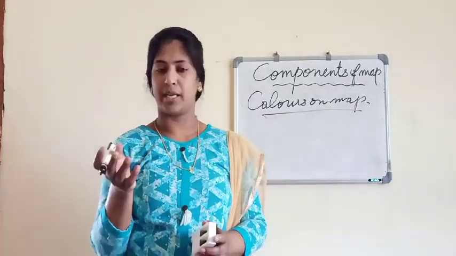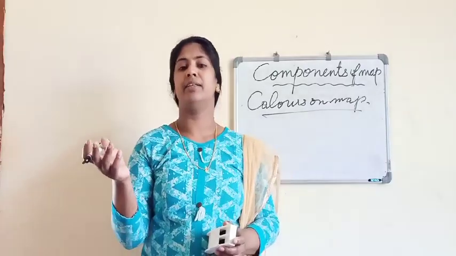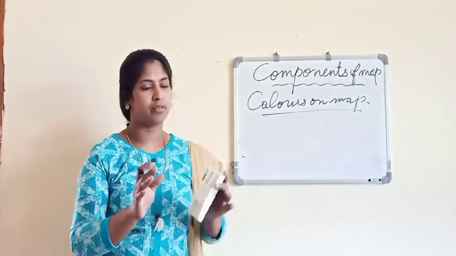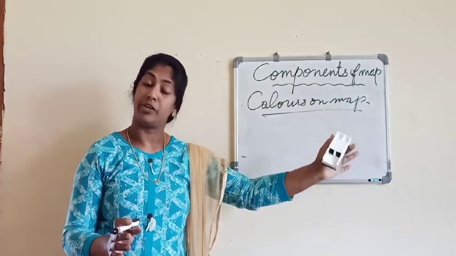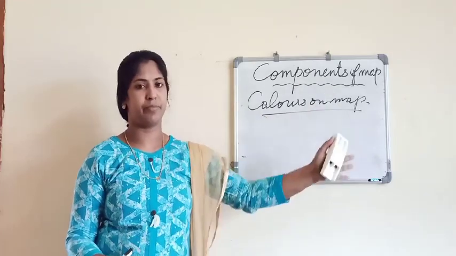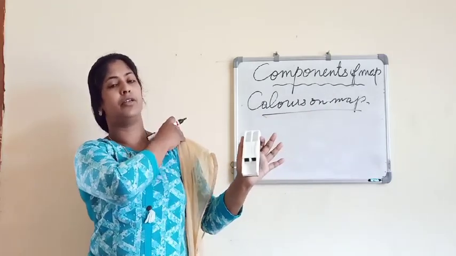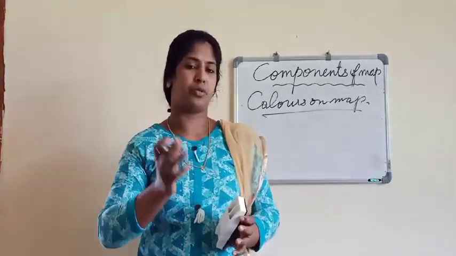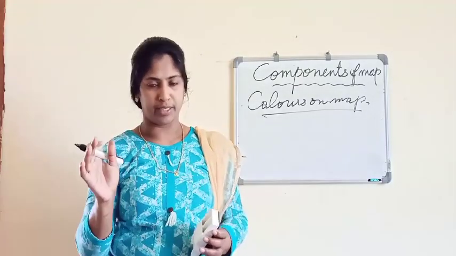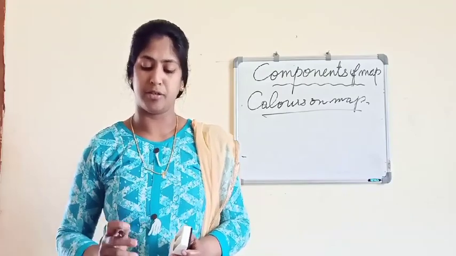Again, blue color. I think all of you know why blue color is used on the map. Water bodies are shown in blue color. Because land areas are less, on every map you can see blue colors are used more. So blue color shows oceans, seas, lakes. For all this, light blue color is used.